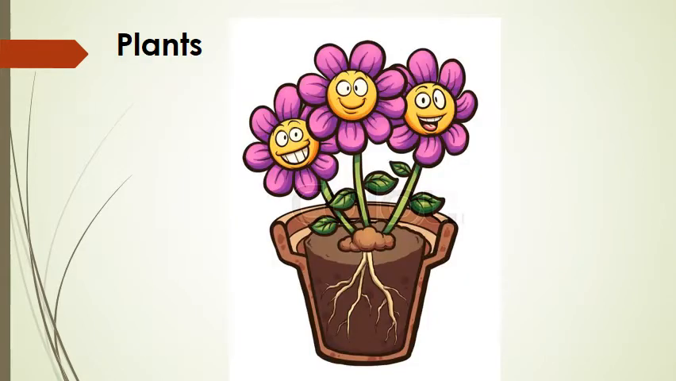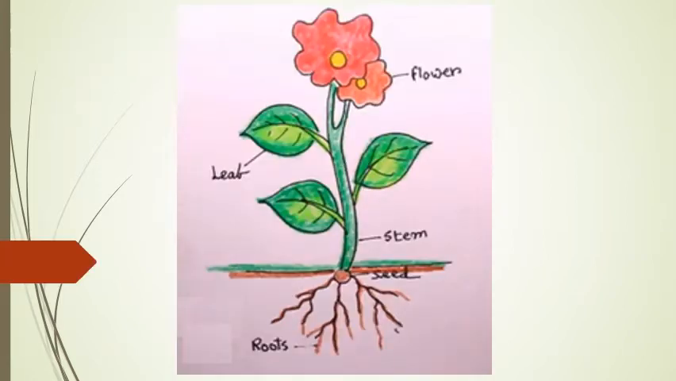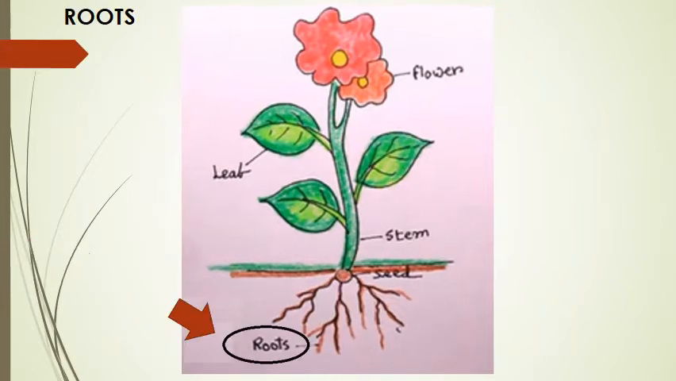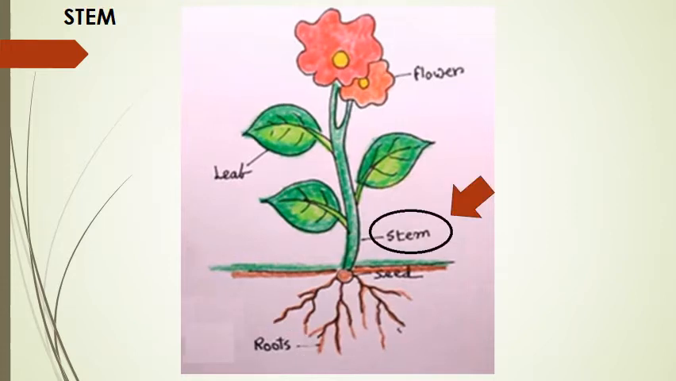Today we're going to start our new topic, that is plants. Today we will learn about the parts of a plant. So let's get started. This part is under the ground and it is called root. Okay, this part is called stem and it helps the plant to stand.